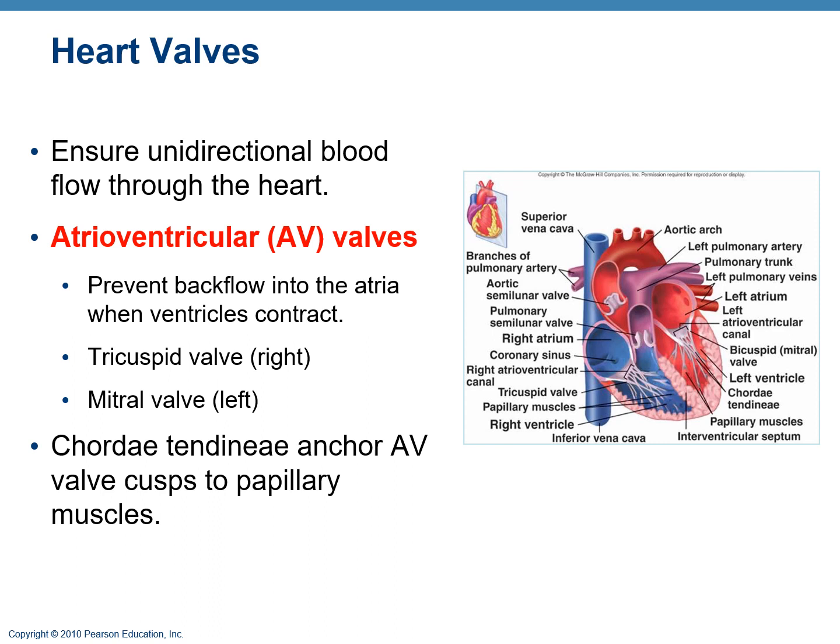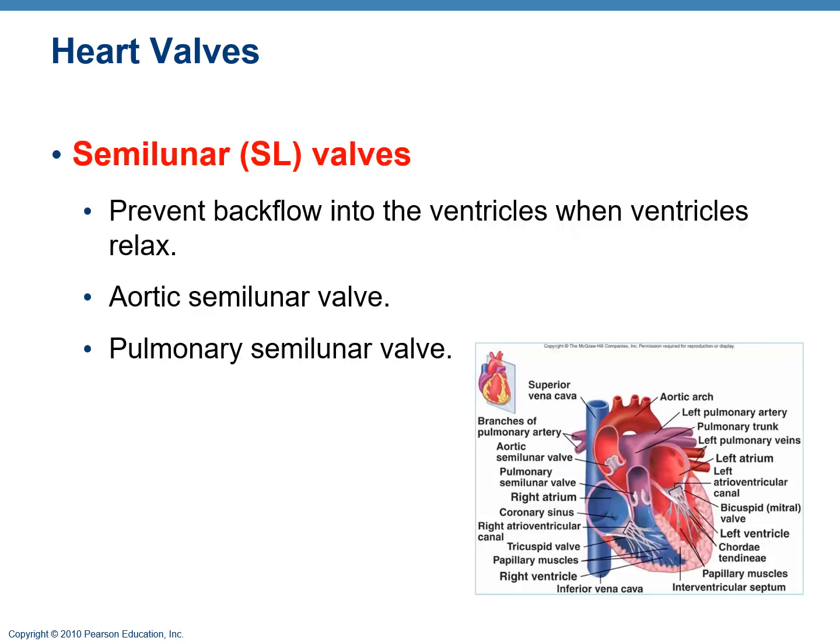atria and the ventricles. On the right side of the heart, we have the tricuspid valve that has 3 flaps. On the left-hand side, we have the mitral or bicuspid that has 2 flaps. On the bottom part, the posterior surface of those AV valves, we have something called chordae tendineae, aka heartstrings, that anchor the cusps of those AV valves to the papillary muscles which are embedded in the ventricular wall.